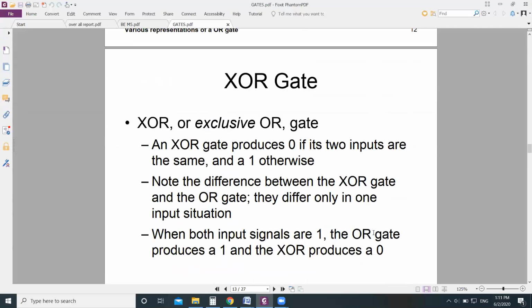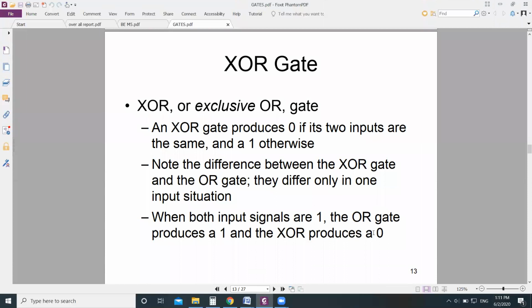So let us go to the next gate, that is the XOR gate. This is the special gate. XOR is the short form of exclusive OR. Its actual name is exclusive OR. In short, we call it the XOR gate. An XOR gate produces 0 if the two inputs are the same, otherwise 1.